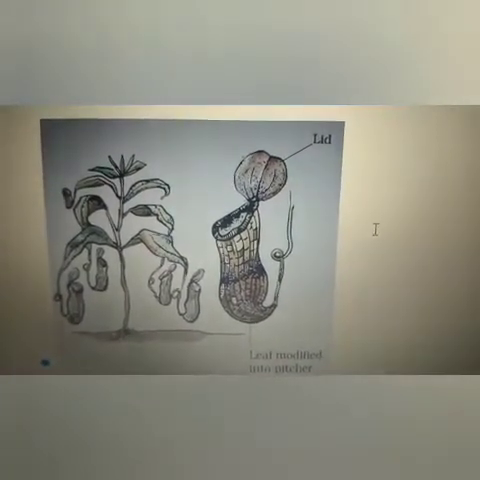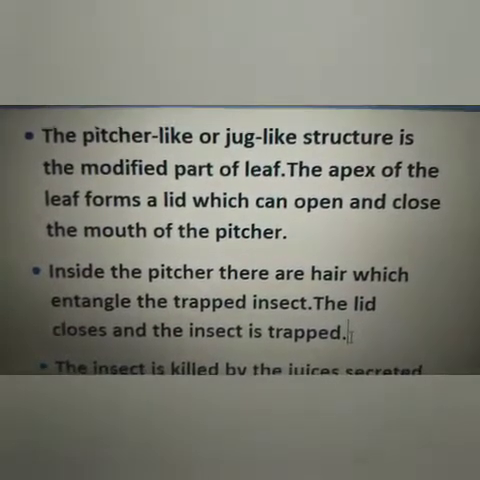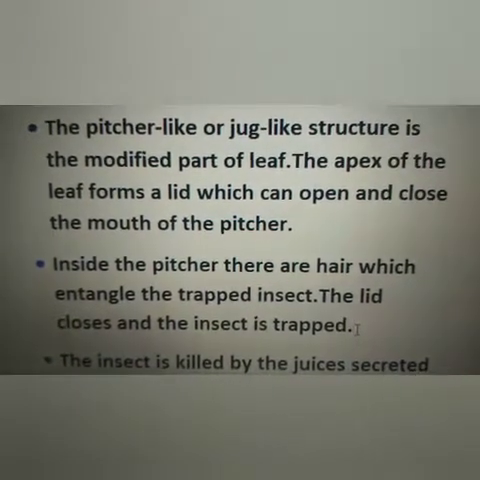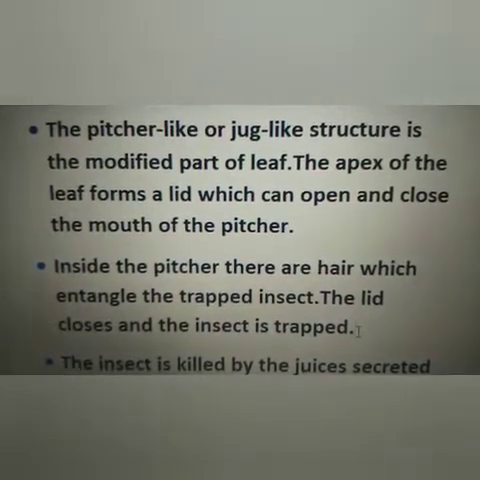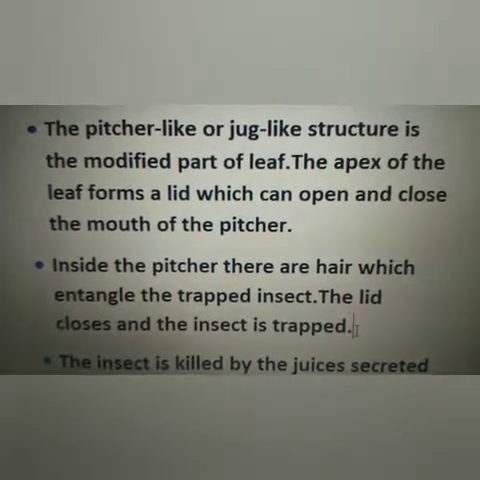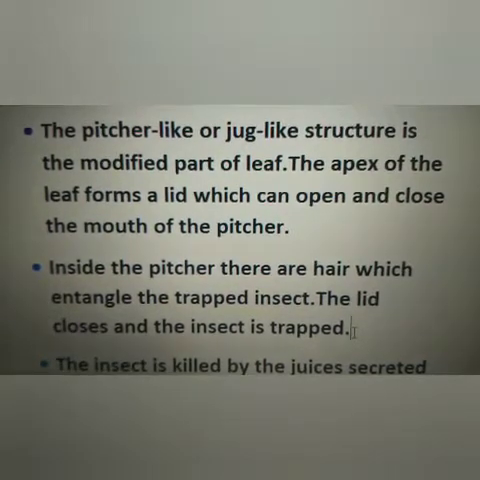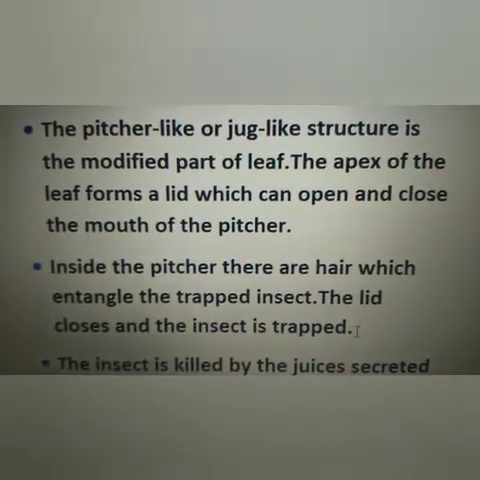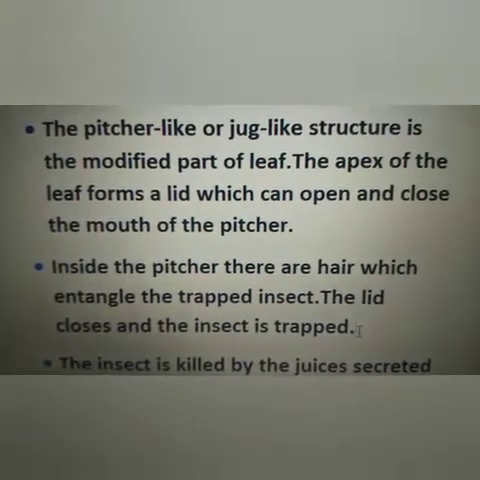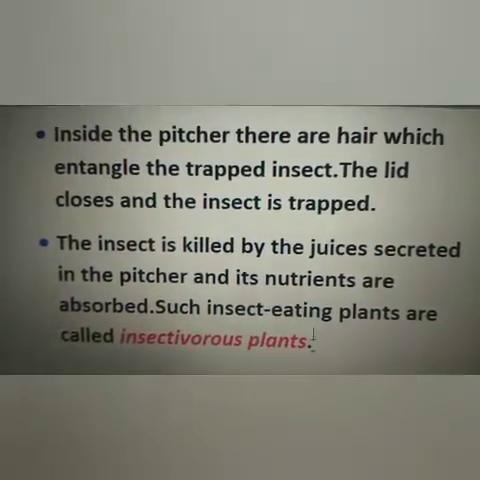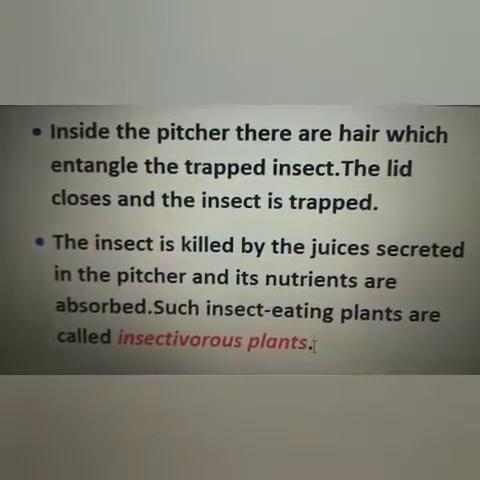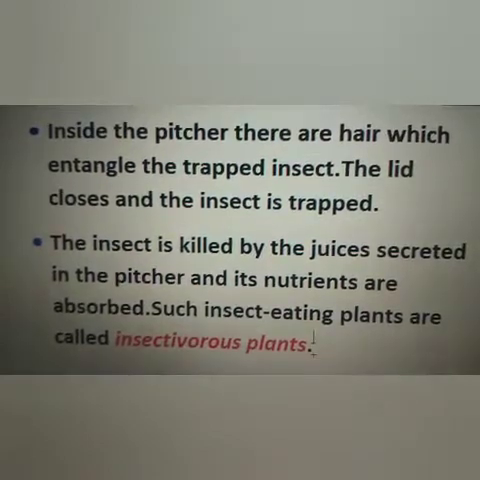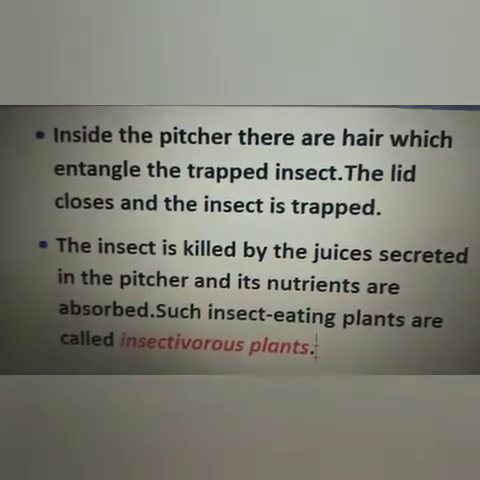Now look at this plant very carefully. The pitcher-like or jug-like structure is the modified part of the leaf, and the apex, that is the end of the leaf, forms the lid which can open and close the mouth of the pitcher. So inside the pitcher there are hairs which entangle the trapped insect, and the lid closes and the insect is trapped. So the insect is killed by the juices secreted inside the pitcher and its nutrients are absorbed. Such insect eating plants are called insectivorous plants.